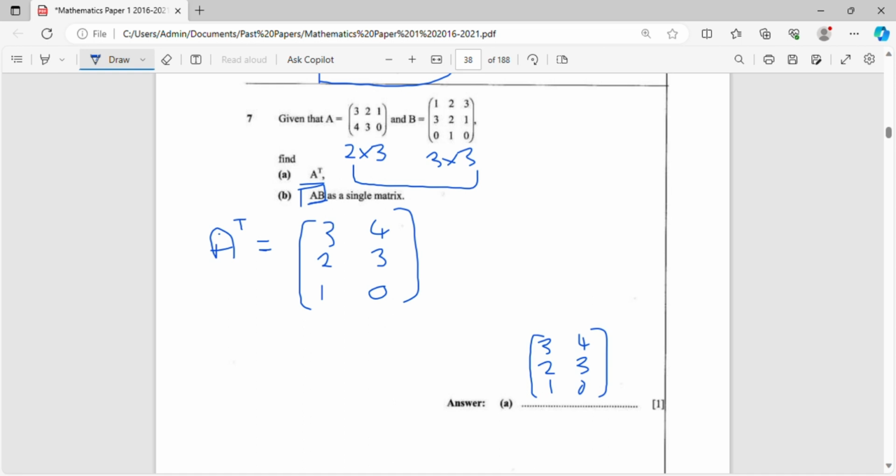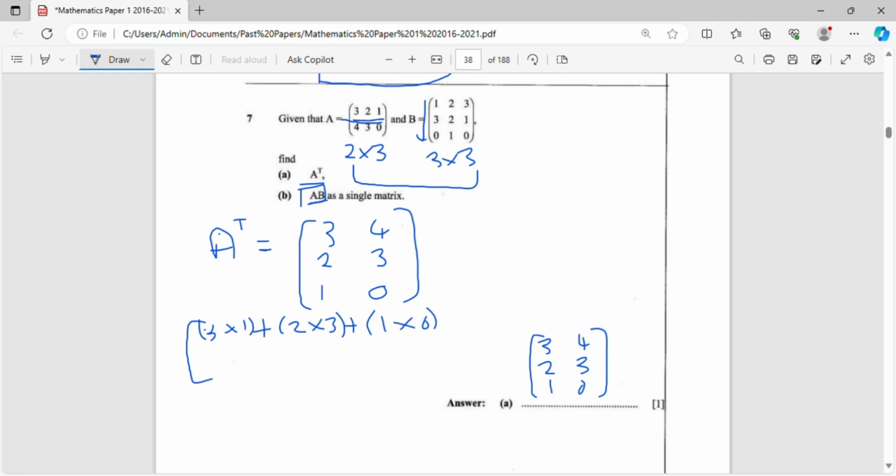So we can start multiplying. You know it's row by column, row by column, row by column. So we'll start multiplying, row by column. So it will be 3 by 1 plus 2 by 3 plus 1 by 0.